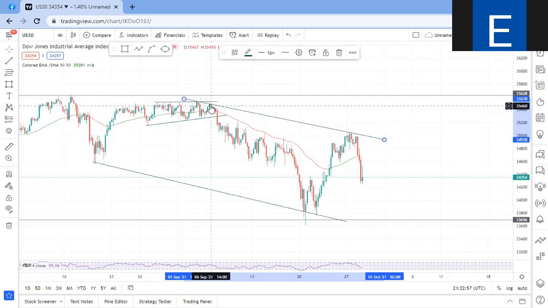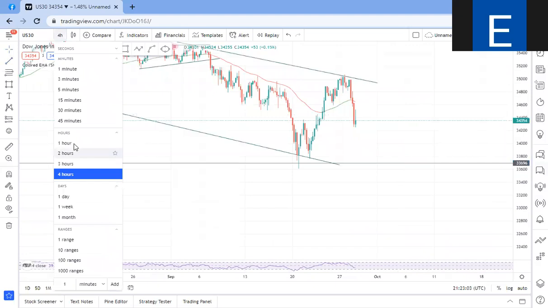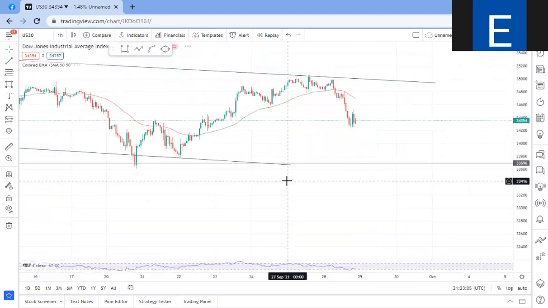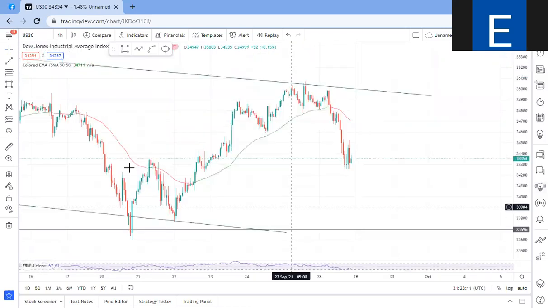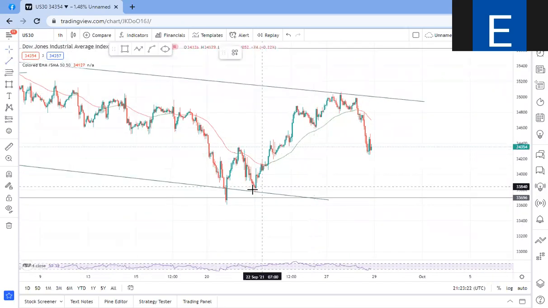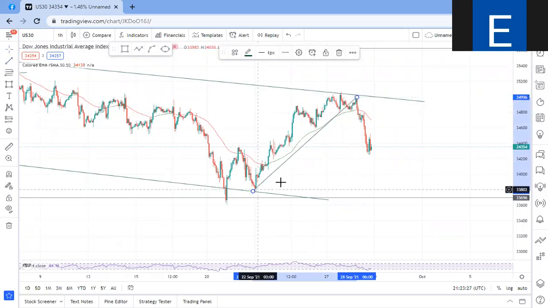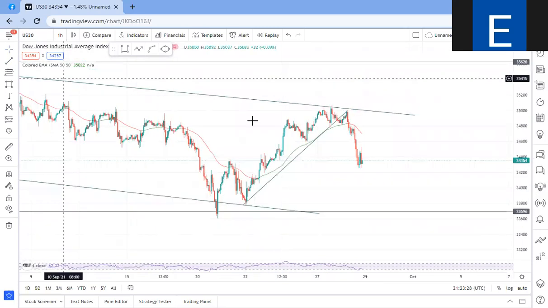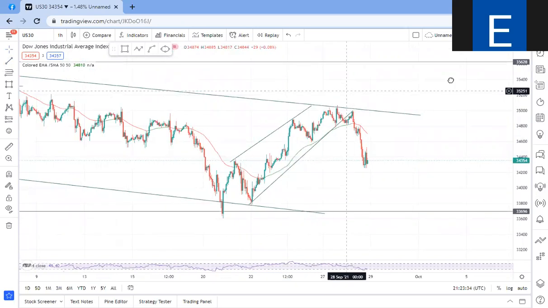Those were the first touch and the second touch. I went down to the 1 hour. You can see that price made a double bottom there. I noticed that there was some kind of pattern in this area. It was an ascending channel. So this was how I had my previous lines, some kind of ascending channel.